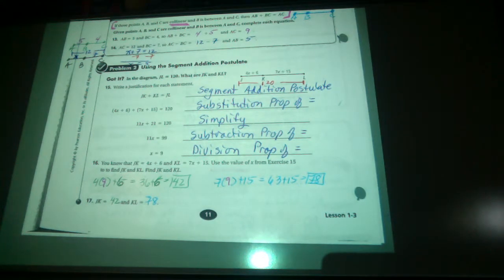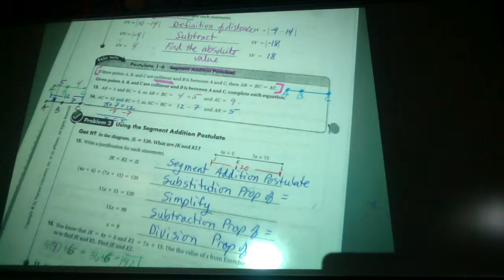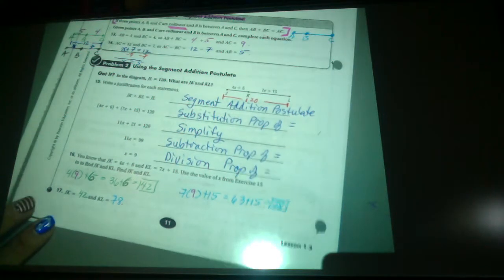Were those your answers? 42 and 78. Are those segments, JK and KL, the same length? No. Okay? So that brings me to a new definition. Can I flip that, or is somebody still ready?